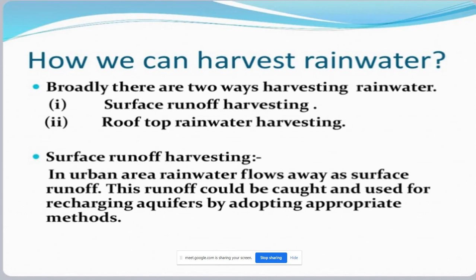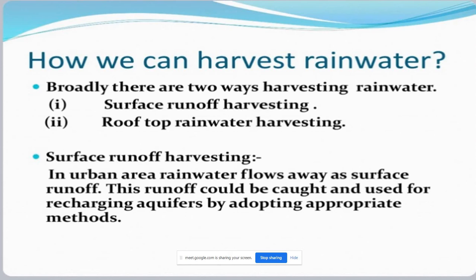So there are techniques for how we can harvest rainwater broadly. There are two ways of harvesting rainwater. The first one is surface runoff harvesting. The second one is rooftop rainwater harvesting. Surface runoff harvesting: in urban areas, rainwater flows away as surface runoff. This runoff can be caught and used for recharging aquifers by adopting appropriate methods.